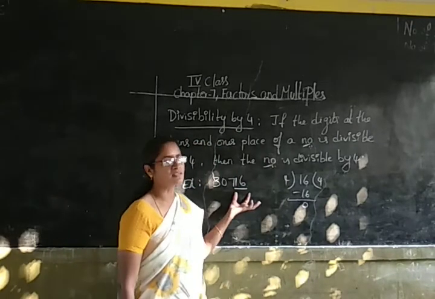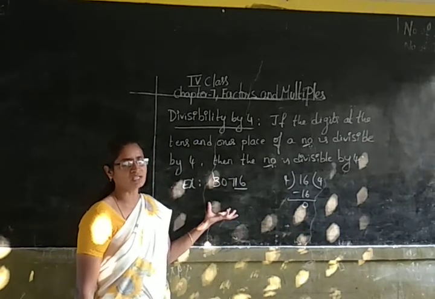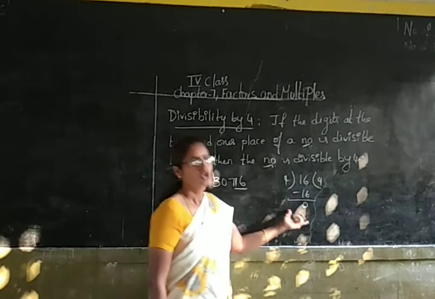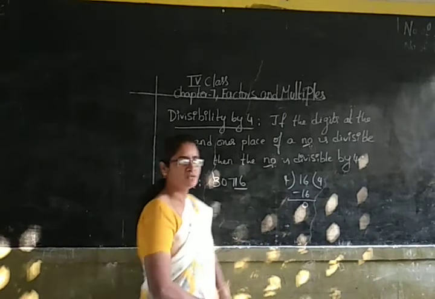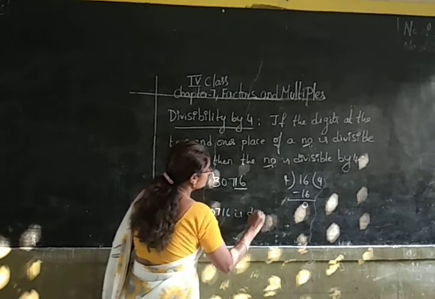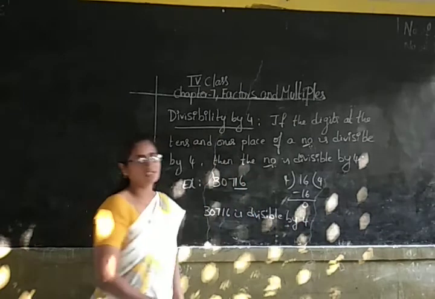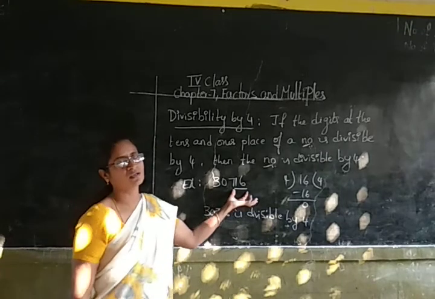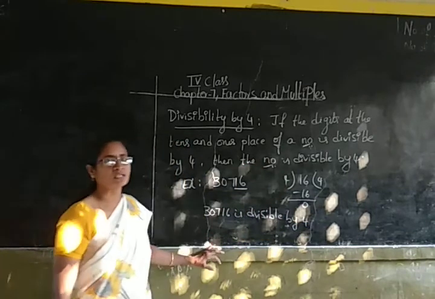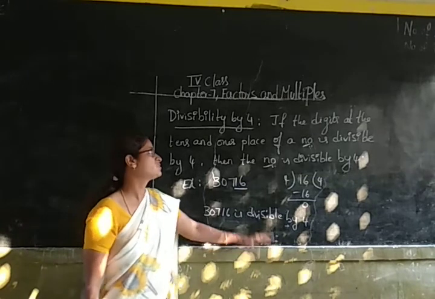So if the digits at the tens and ones place of a number is divisible by 4, then the number is divisible by 4. Did you understand, children? Here the digits at the tens and ones place of this number is divisible by 4. So we can say that the whole number 30,716 is divisible by 4. Okay, children? This is the divisibility rule for 4.